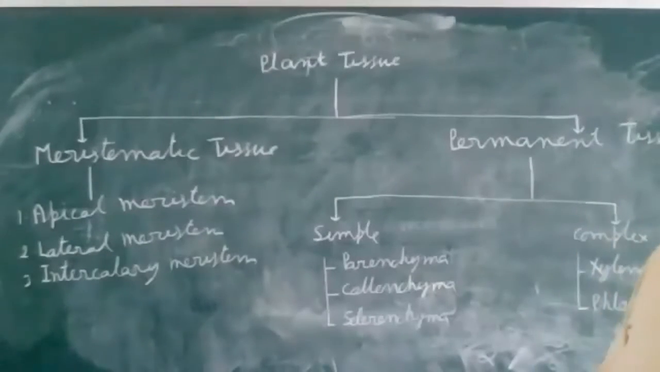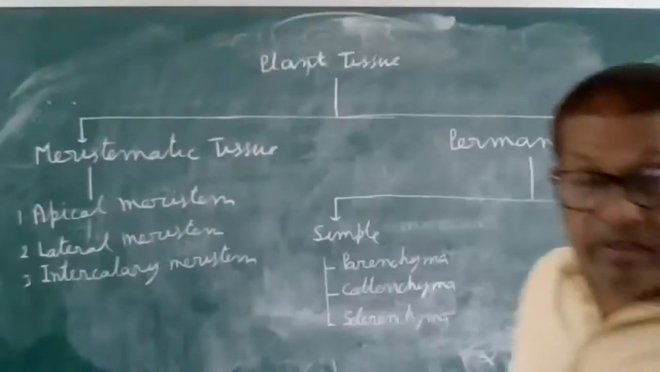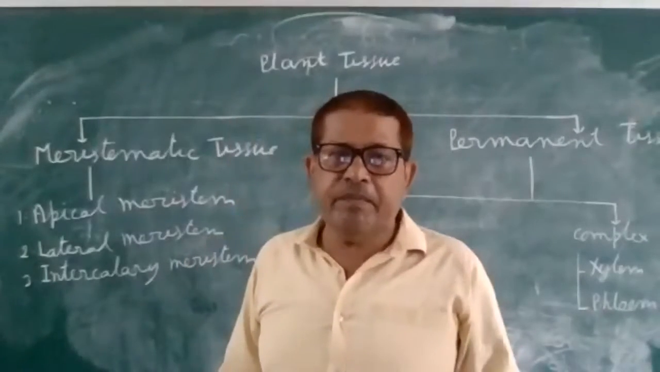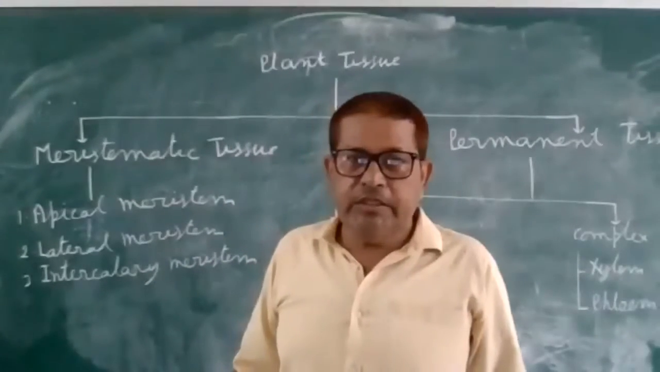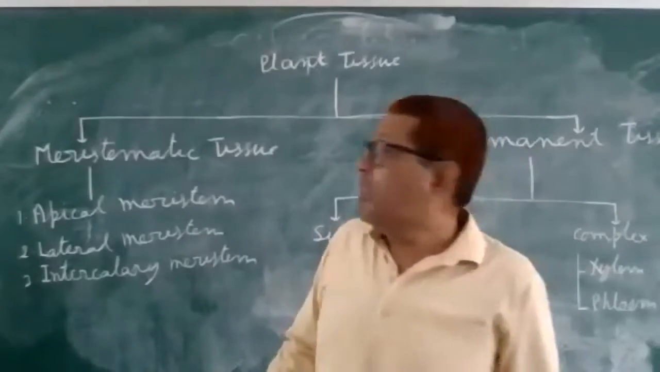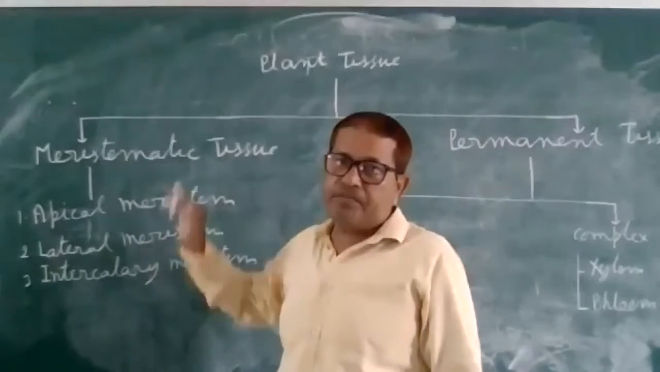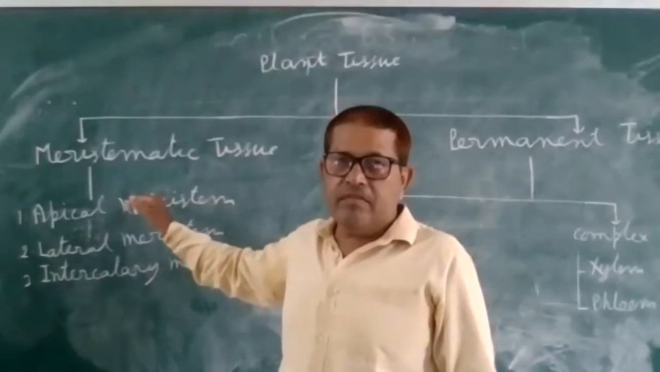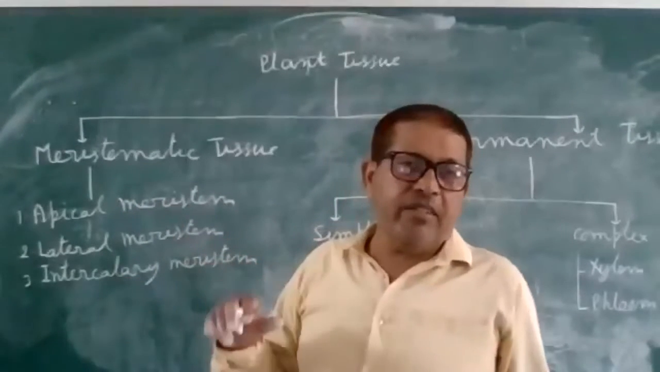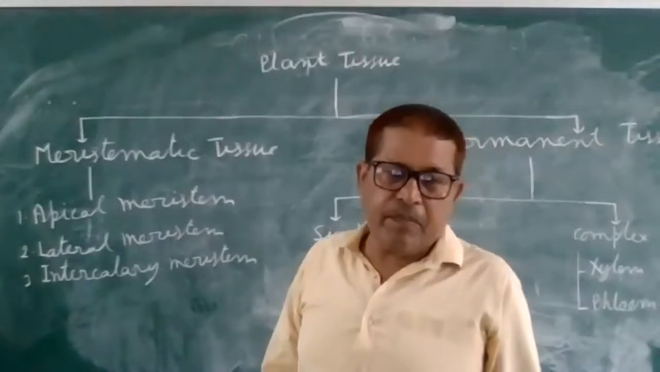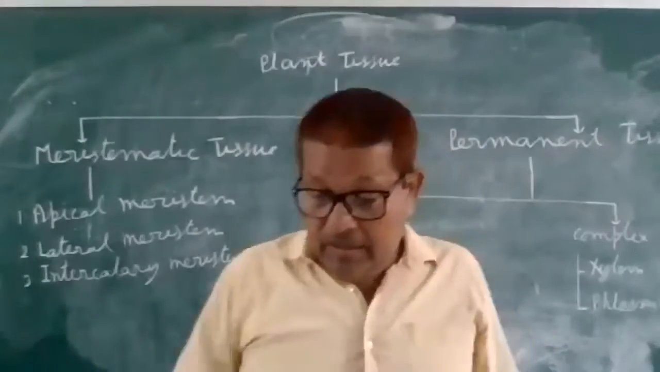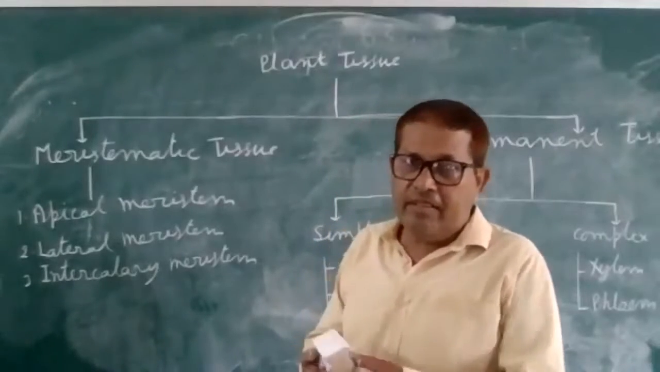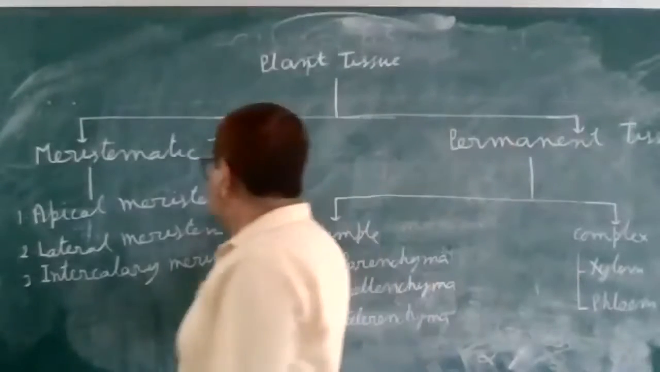Before studying, we can see one activity. One activity is given. You have to do this activity for understanding meristem. So these meristematic cells are always in the state of division. Before studying meristem, we have to see this activity.